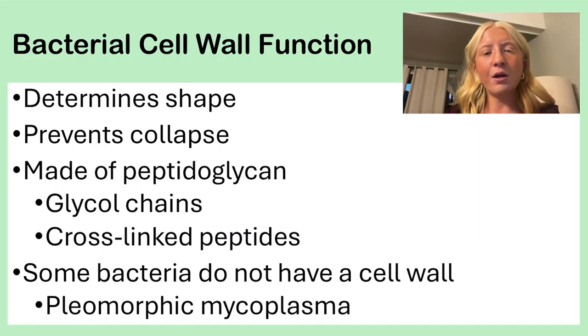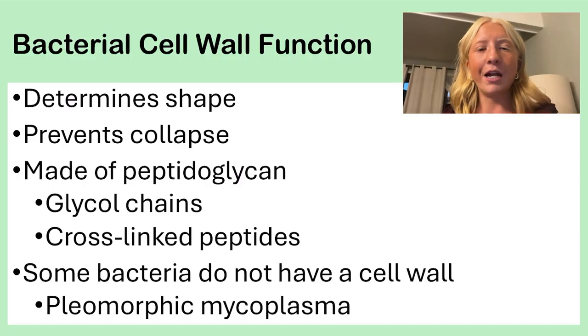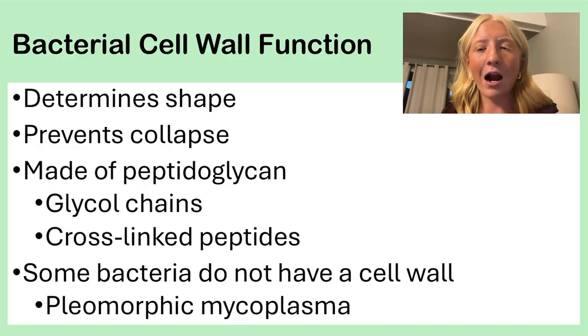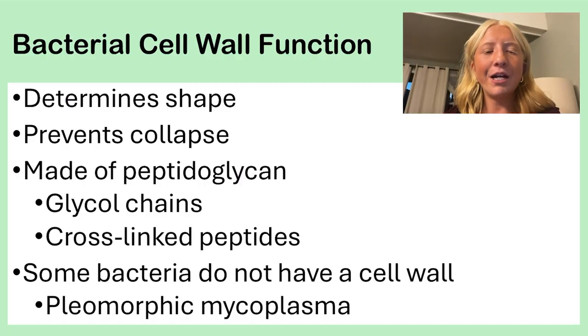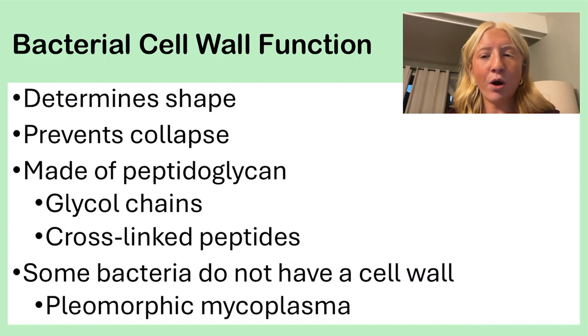So the bacterial cell wall determines its function and shape, and it's critical for stability. The cell wall prevents the cell from collapsing when there are changes in the environment or changes in osmotic pressure, and its key component is peptidoglycan. And peptidoglycan is like a mesh-like structure, chains tied together by short protein fragments.